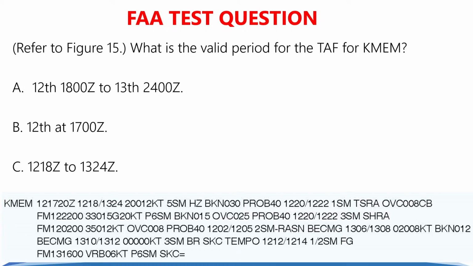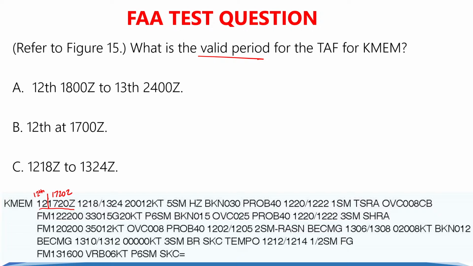All right, so the question is specifically asking, what is the valid period for this TAF? When we look at it, we obviously have a series of numbers, and I think where a couple people are getting this incorrect is some people are basically saying this right there. So the 12, 17, 20, if you were to break this up, this is basically the 12th day at 1720 Zulu, which is basically when the forecast came out.